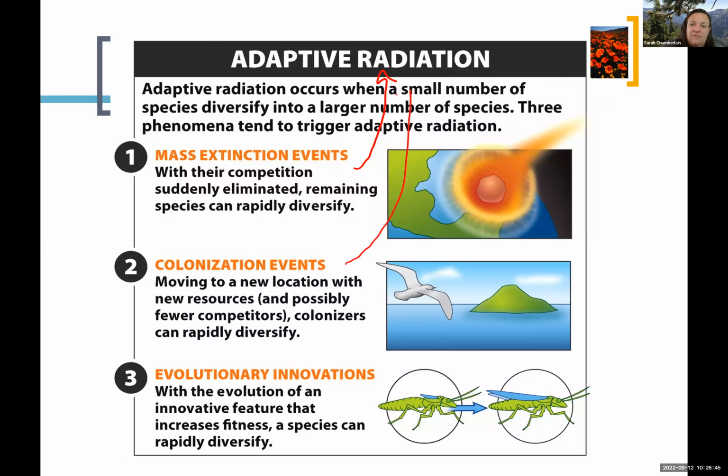Colonization events like our finches lead to adaptive radiation, okay? And another thing is evolutionary innovations, right? So we're going to talk about that next.